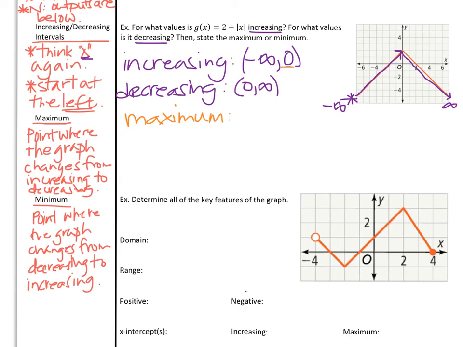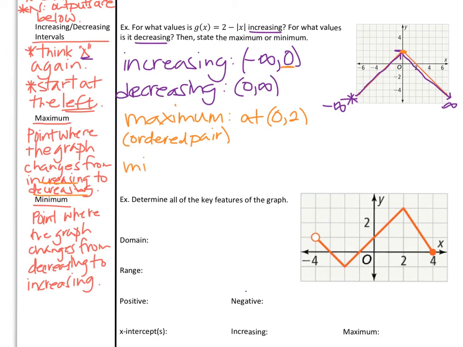So if a maximum is where it changes from increasing to decreasing, that would be that ordered pair at the very top. So make sure you recognize that this is an ordered pair and not just x values. So it's an ordered pair. We would say at 0, 2. So when x equals 0, we're at a maximum. And the output is 2.